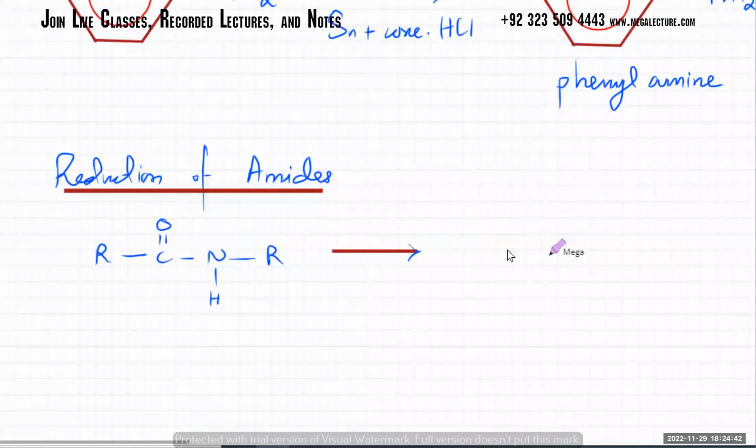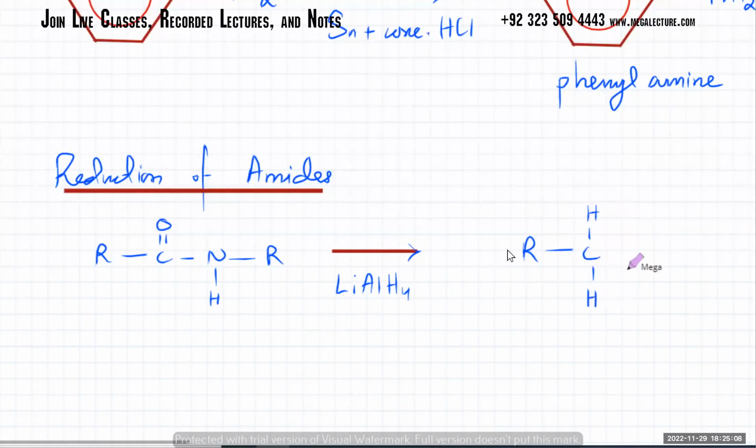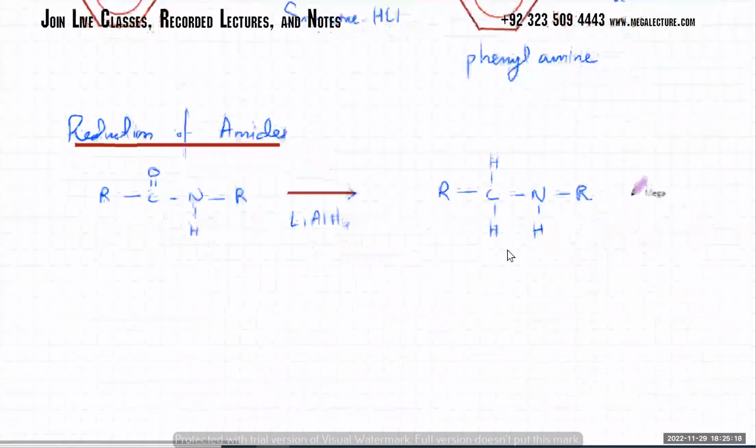Okay, the reduction of amides is also done with LiAlH4. That's what you use for amides. So you need a strong reducing agent for this. And what happens is the C which had O in it is now going to have H with it. That's what's going to happen.